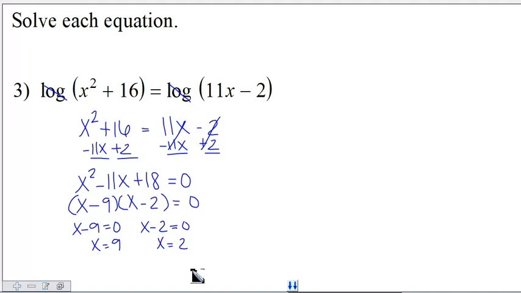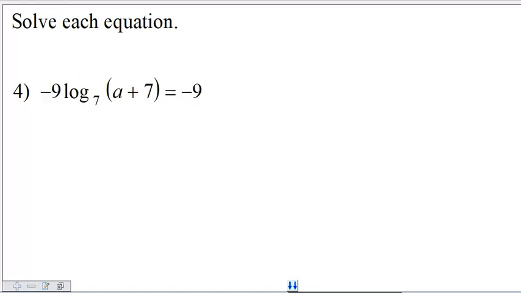Just like we did before, double check, put them back into the original equation, and make sure that it is the log of a positive number. If I plug 9 in here, it remains positive, so it's okay. If I plug the 9 in here, it also remains positive. I'll double check that 2 also, and it's okay. So I'm going to go ahead and circle it also.